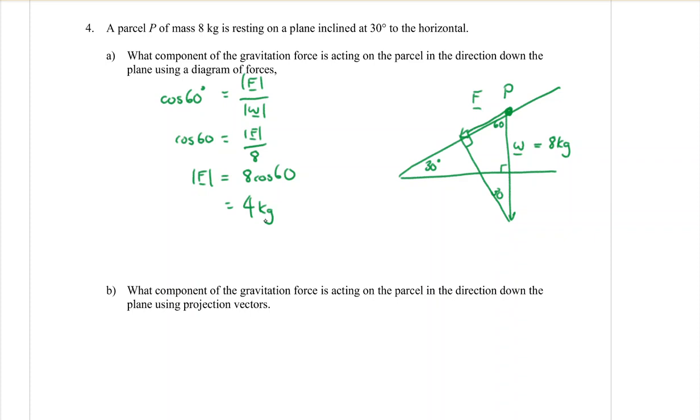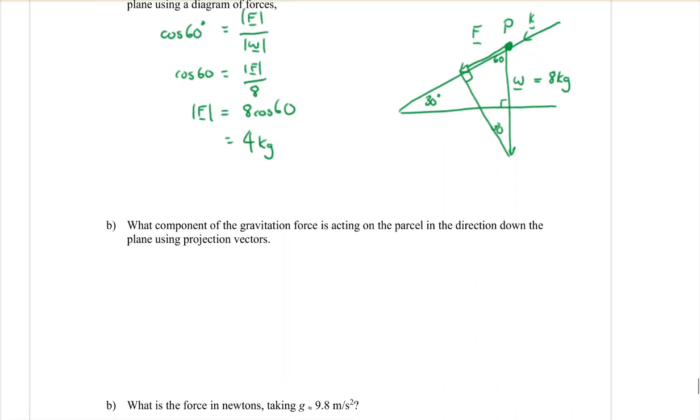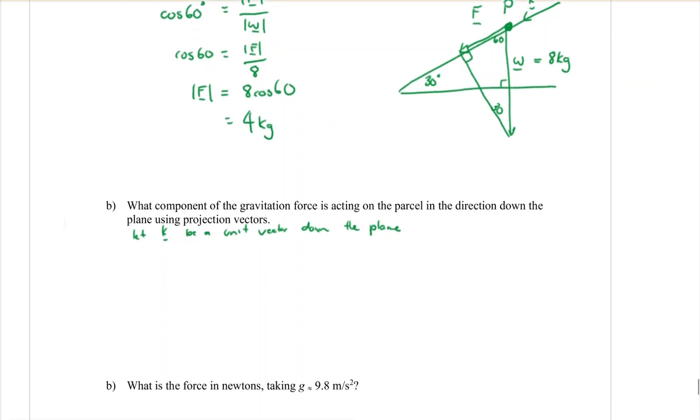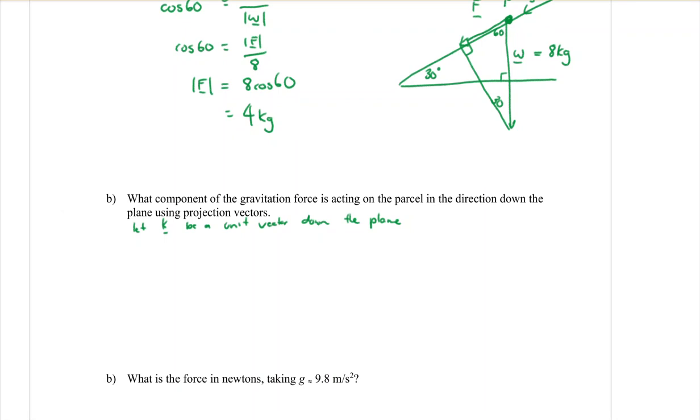So I'm going to say that vector K is going to be my vector down the plane. I'll write that in the instructions here. So let K, I'm just introducing another unit vector, be a unit vector down the plane. I can't use J because it's a sloping vector. So I'm introducing another type of vector, calling it K.